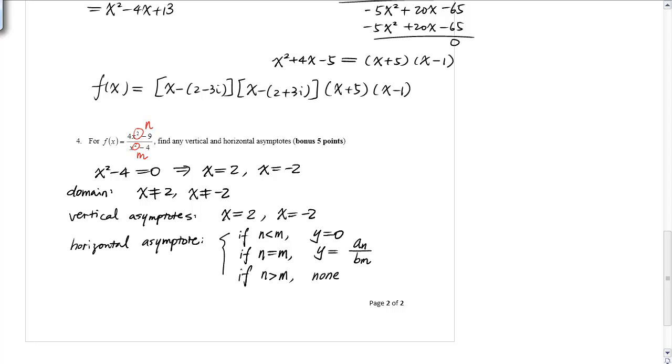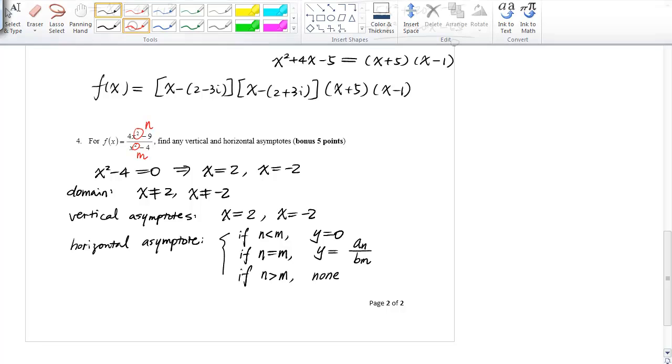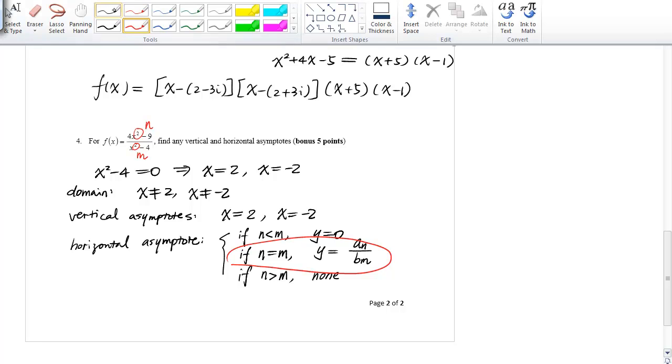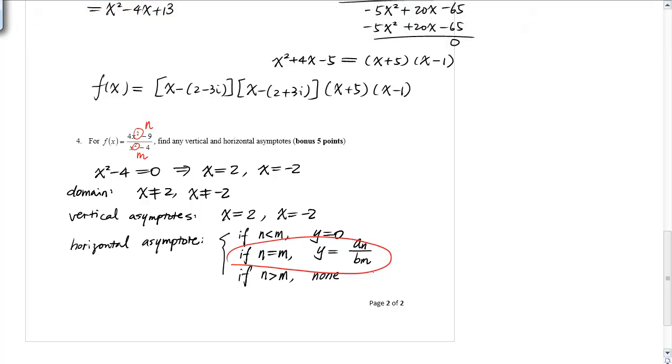In this case, both of the degrees are 2. Therefore, in our case, n does equal m. Therefore, the horizontal asymptote equals the quotient of the two leading coefficients, which is 4 over 1. So y equals 4 over 1, which equals 4. So y equals 4 represents a horizontal line, and that is the horizontal asymptote for this rational function.